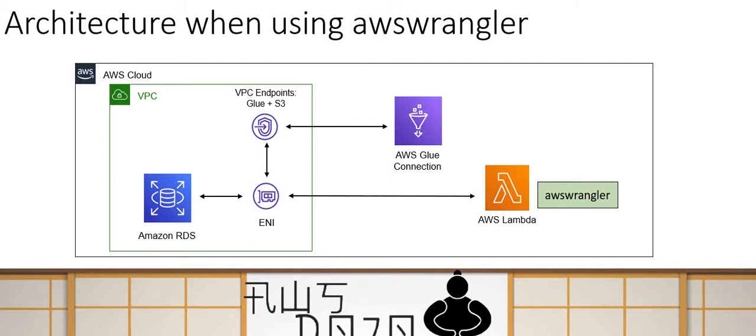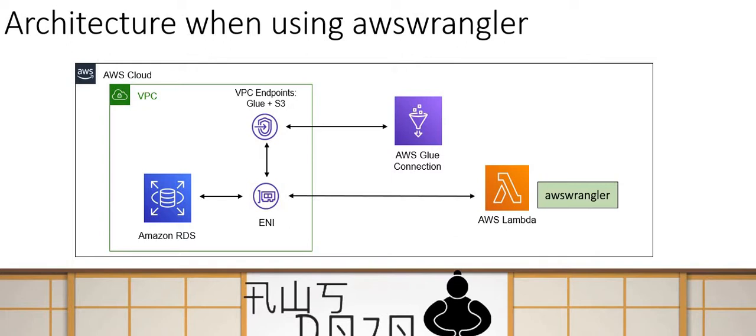The reason is that the Glue connection will also have an ENI like this to test the connection, and Glue needs an S3 gateway for internal use. And for that purpose, to make the Glue connection work, you need to provide an S3 endpoint, an S3 gateway endpoint, so that Glue can also work here.